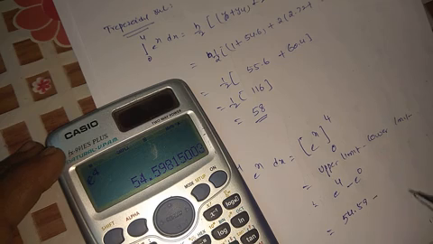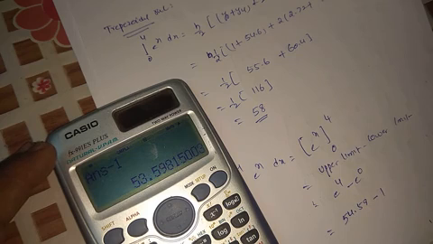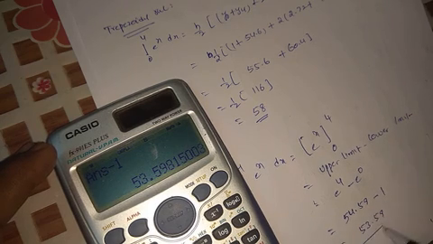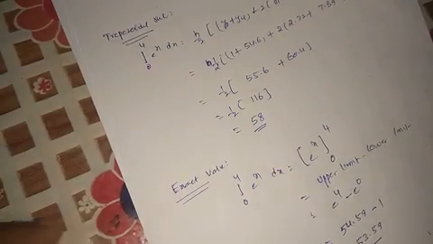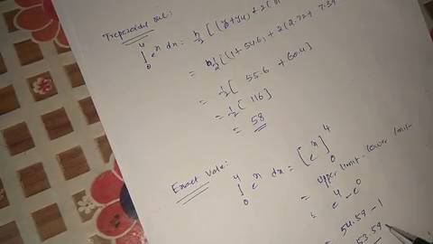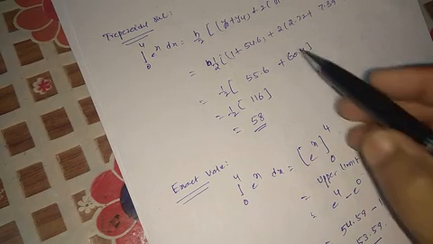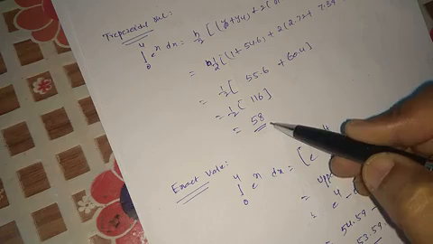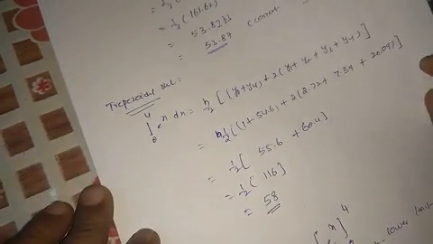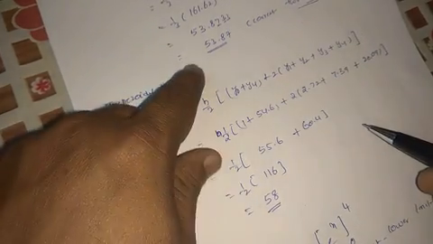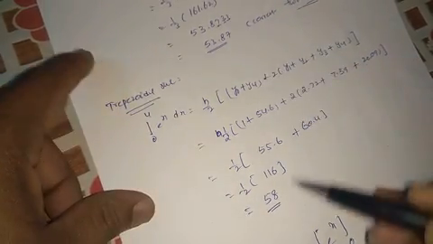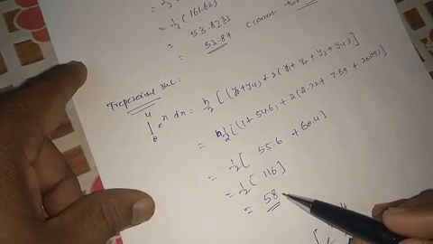54.59 minus e power 0, which is 1. This original value is equal to 53.59. So therefore, the exact value equals 53.59, and in trapezoidal it is 58, and in Simpson's it is 53.87. So there is less error in Simpson's rule, whereas there is a large error in trapezoidal rule.